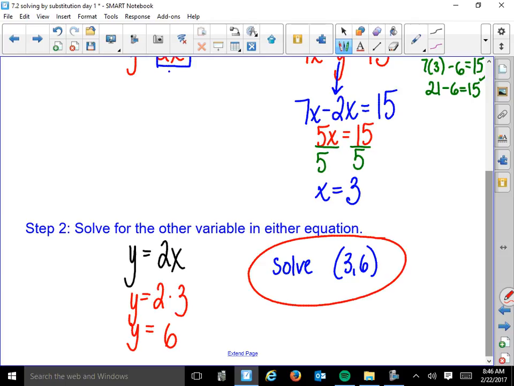And there is my solution. It's a solution, not solve. There we go. Solution.